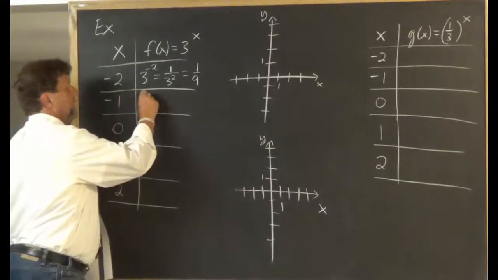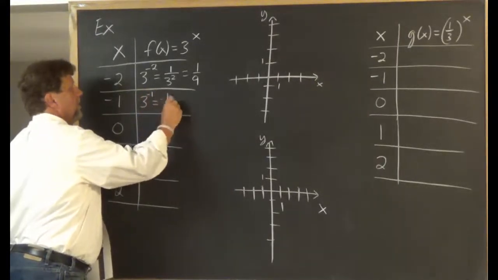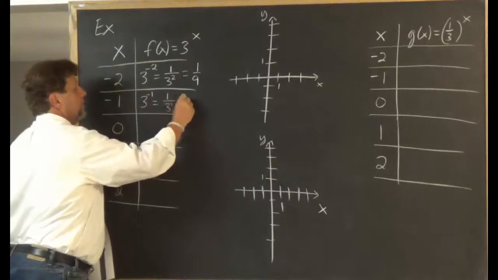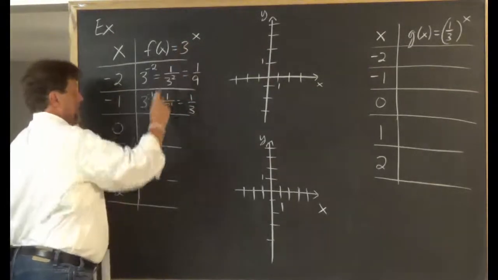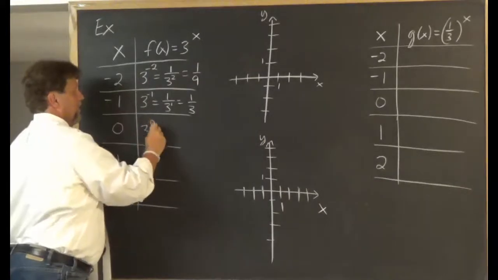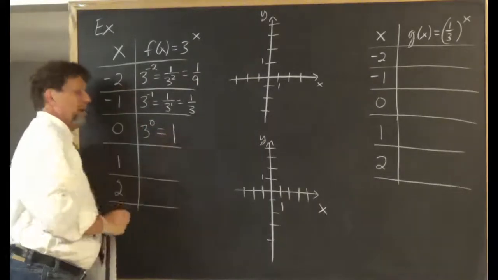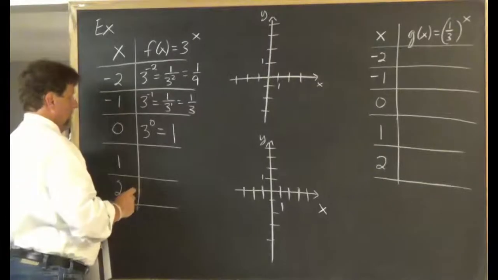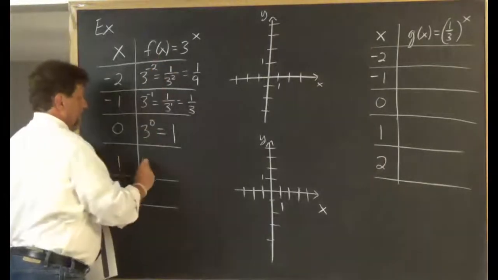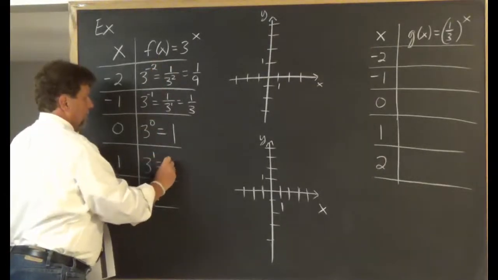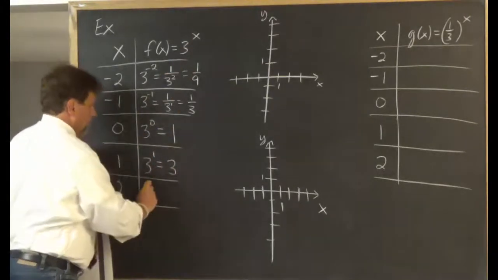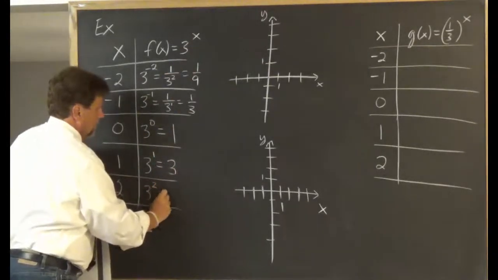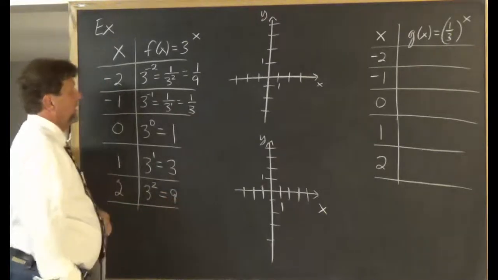-1, we would have 3 to the -1st, which is 1/3 to the 1st, or just 1/3. 0, so when 0 goes in for x, we have 3 to the 0. Remember, anything to the 0 power is 1. X is 1, we get 3 to the 1st, which is just 3. And then when x is 2, we get 3 squared, which we know is 9.